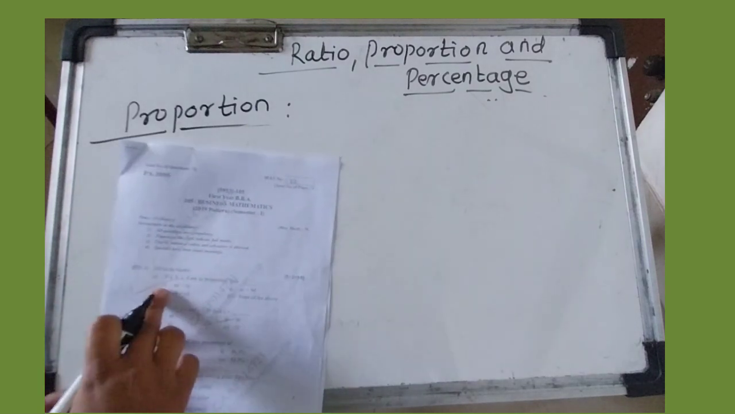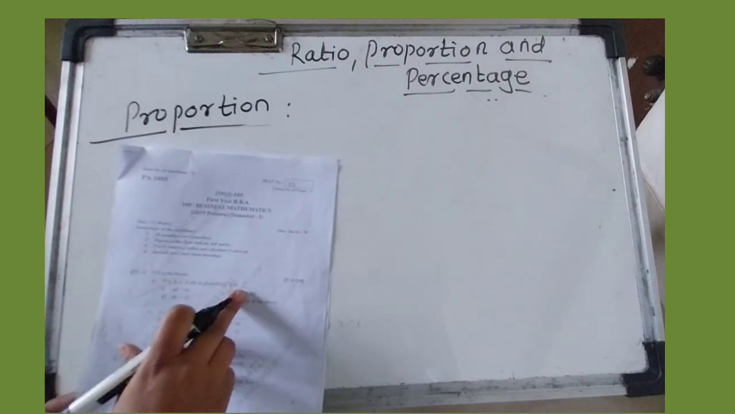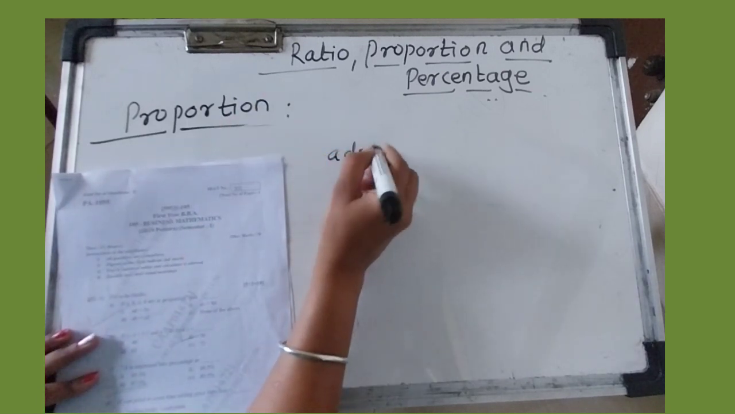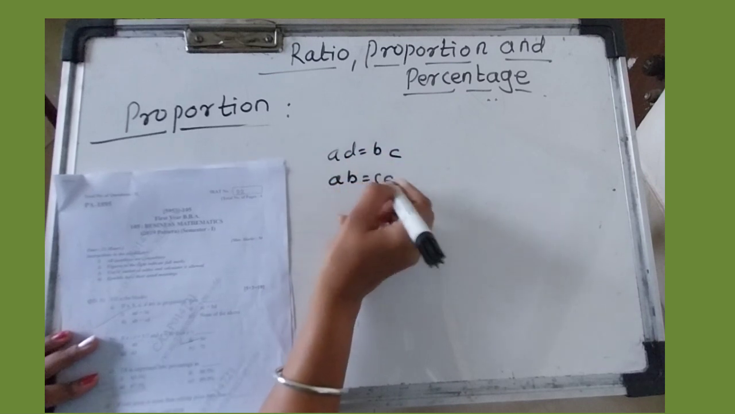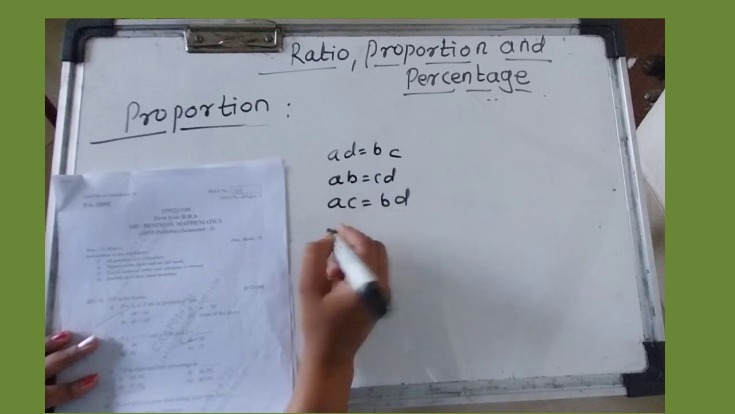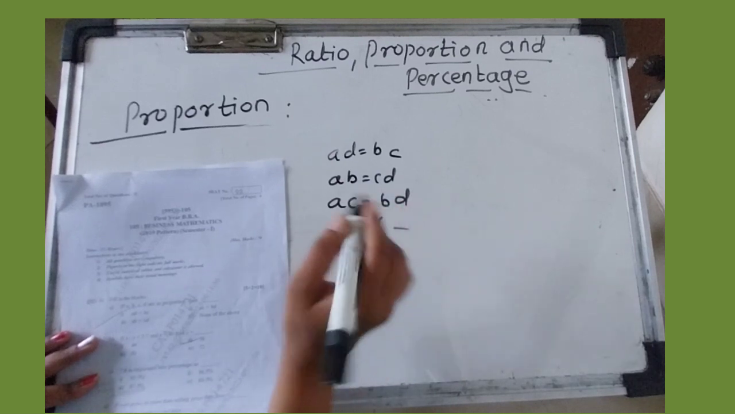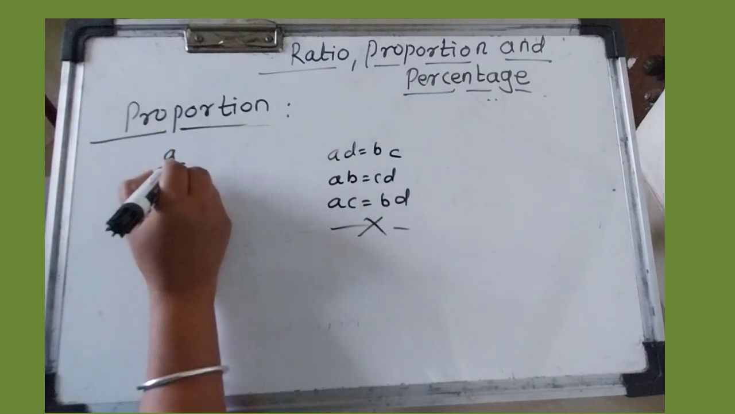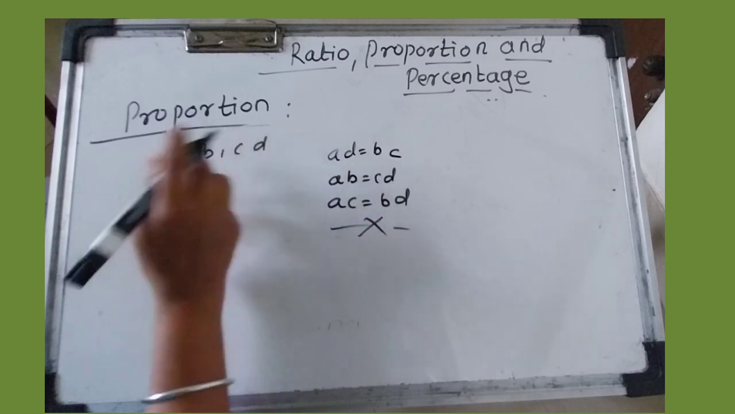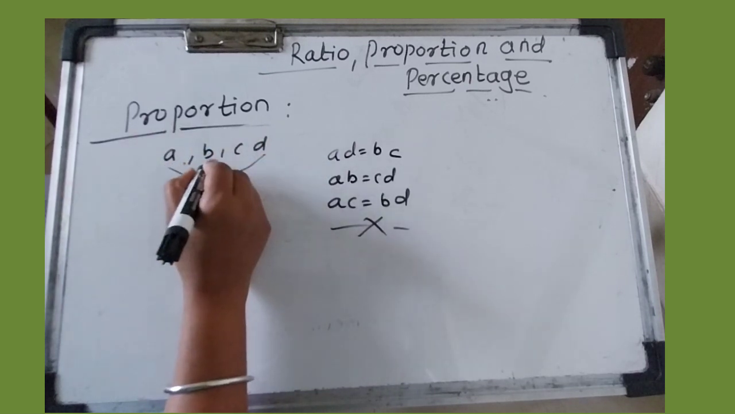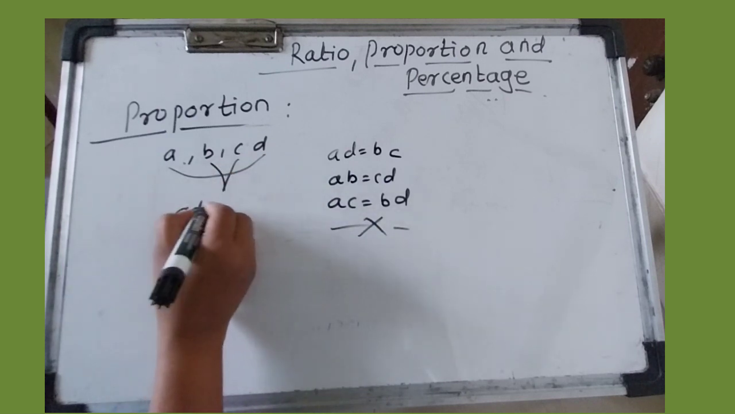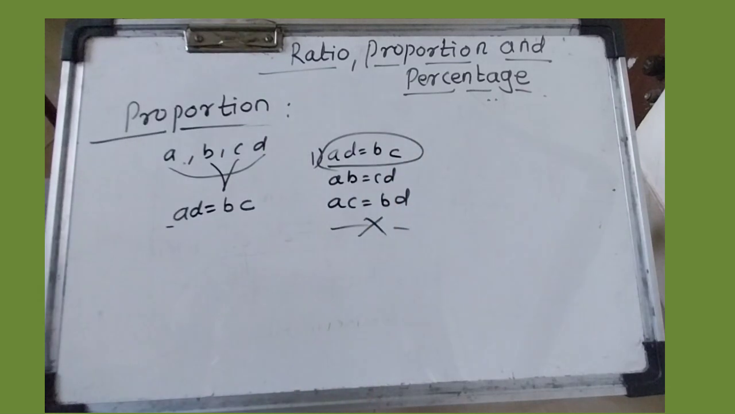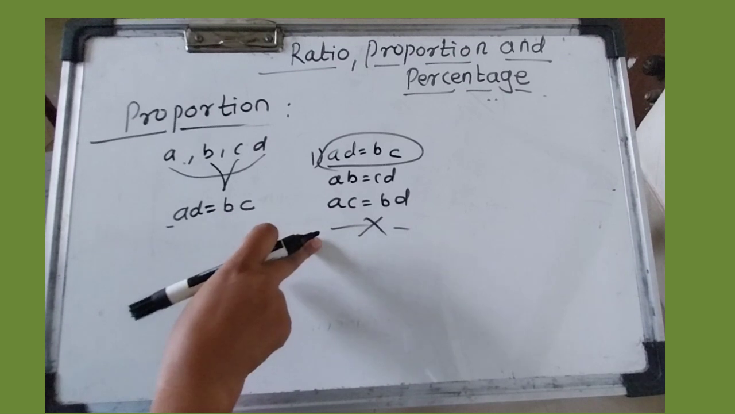In the previous question paper, they asked: if A, B, C, D are in proportion, then, and they gave some options: AD equal to BC, AB equal to CD, AC equal to BD, and none of these. We just studied it. If A, B, C, D are in proportion, we write product of extremes equal to product of means. So AD equal to BC. The first option is my answer. It was asked in the first question, fill in the blanks. Okay, clear?